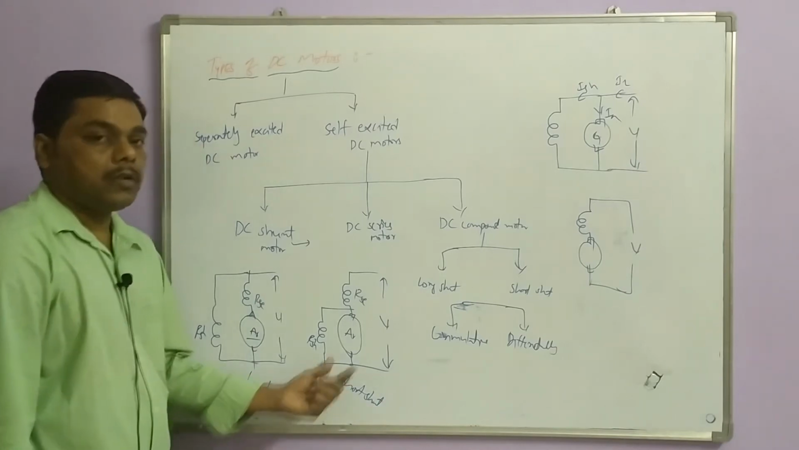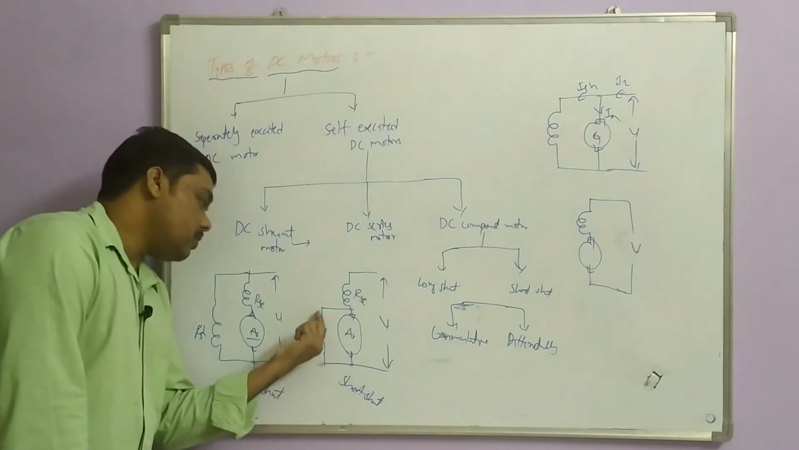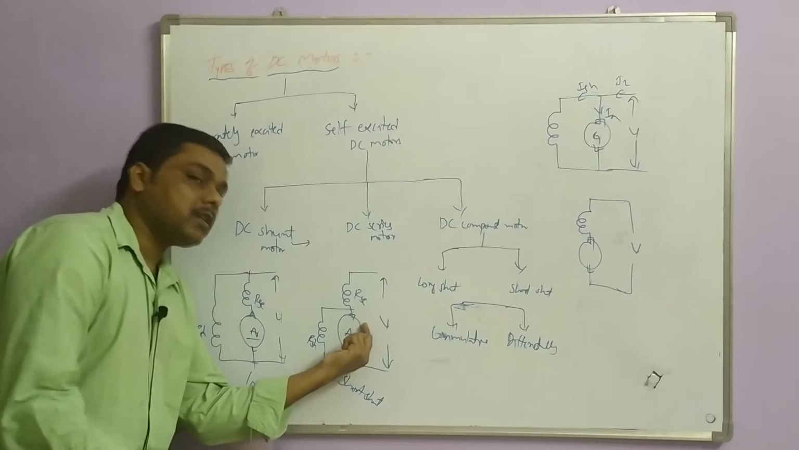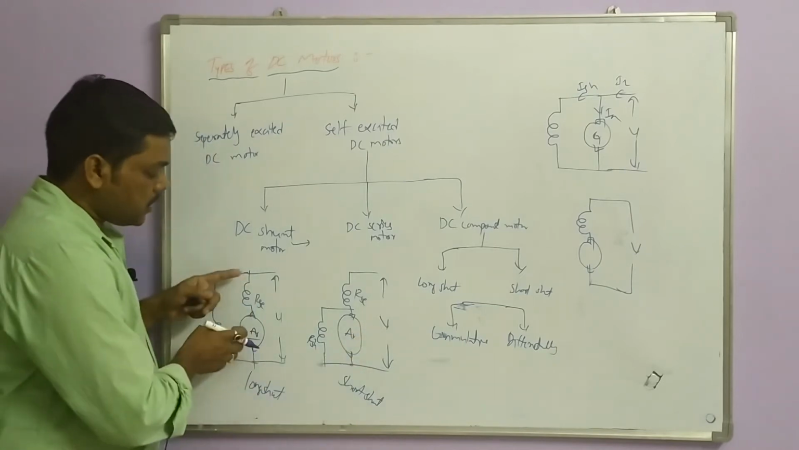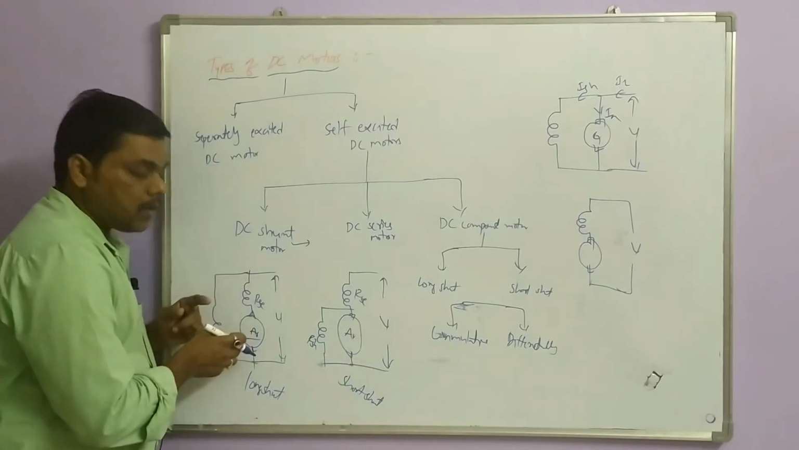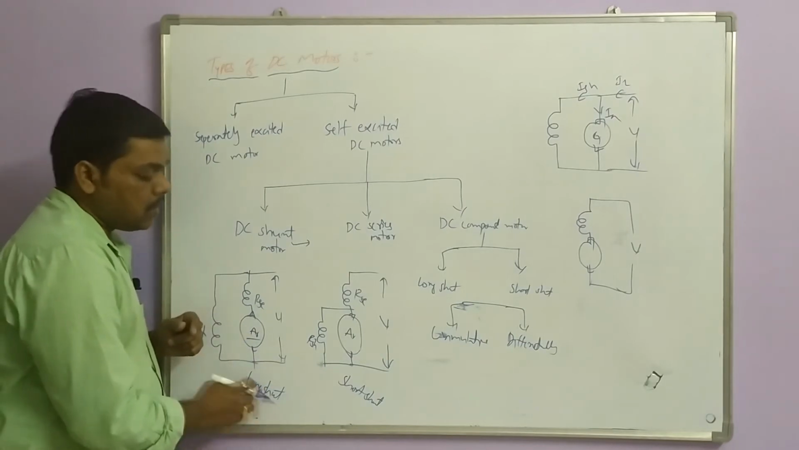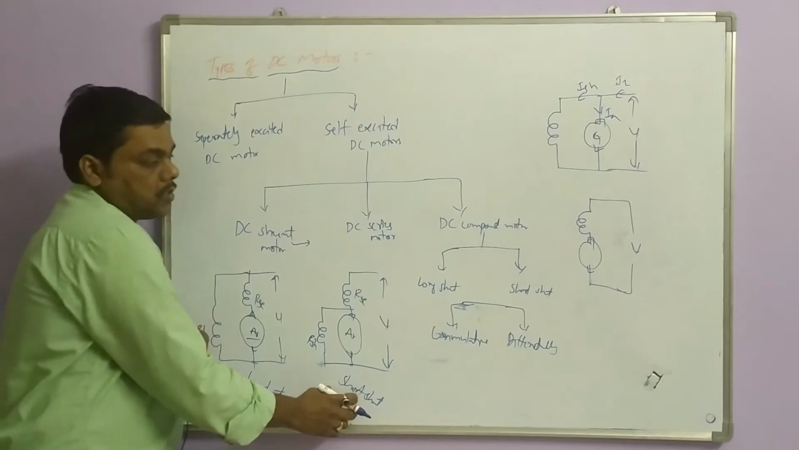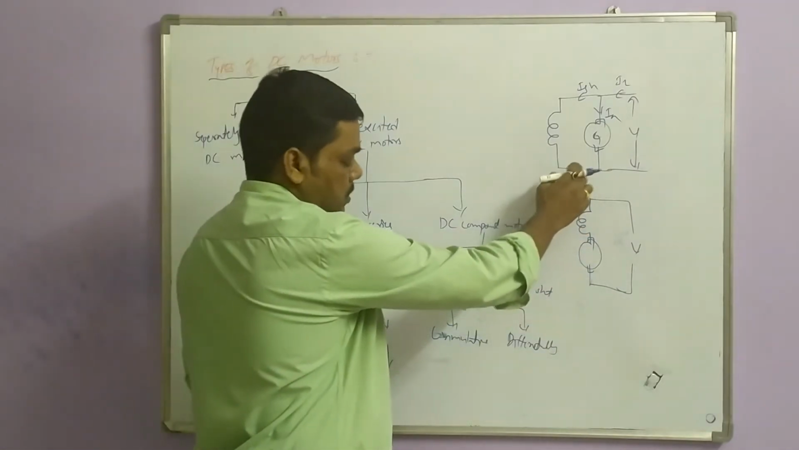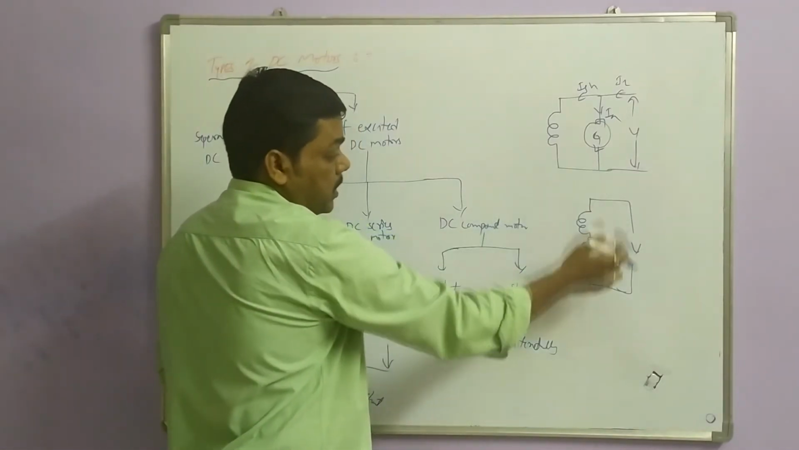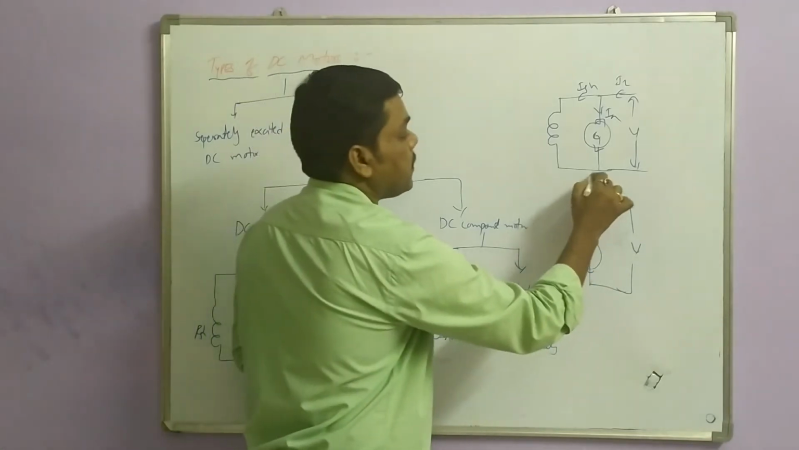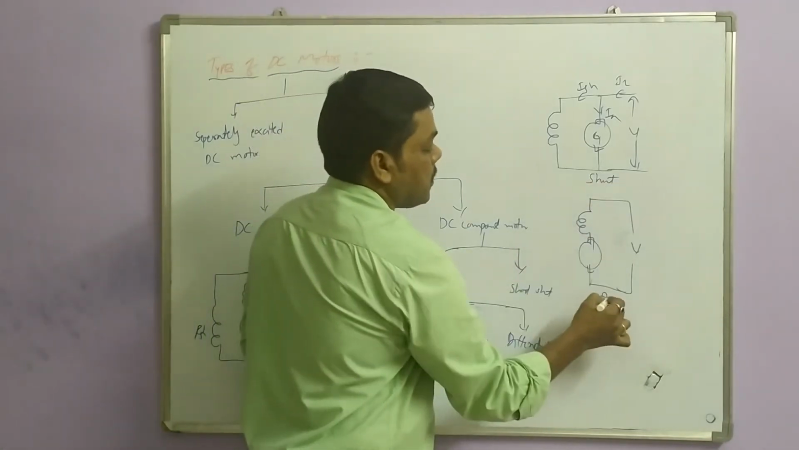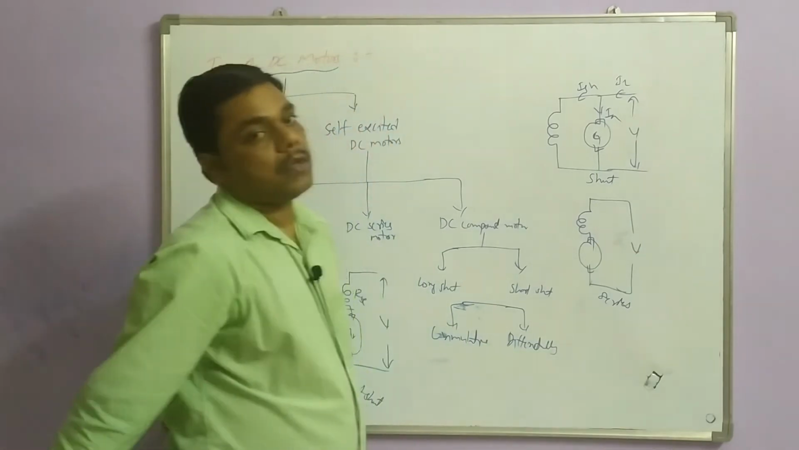So why are we calling it short shunt? The shunt winding is connected across only the armature. If it is connected across both series and armature winding, we call it a long shunt. So this is long shunt, this is short shunt, this is shunt, and this is series. We can write here shunt and series motors.